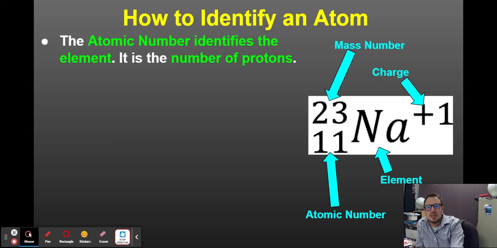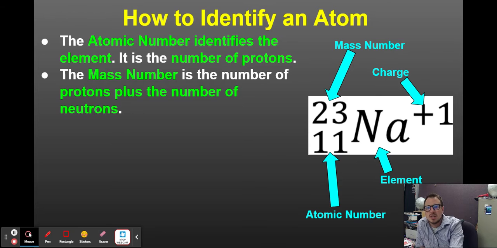So let's talk about how to identify an atom. Now, the atomic number identifies the element. It's just the number of protons. So that's this bottom one right here. So this is sodium. Every sodium atom is going to have 11 protons. The mass number is the number of protons plus the number of neutrons. So this mass number right here is 23. That means at the center of every single sodium atom, I'm going to have 23 protons plus neutrons, 23 objects in the center.